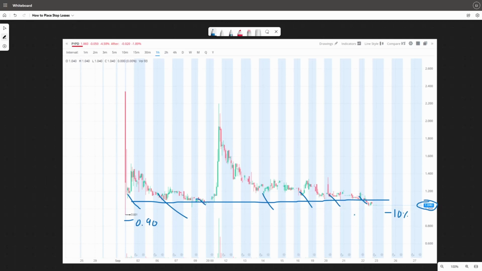So again, that's a good tight stop loss. You're not holding this until it drops to 60 cents. That's going to be negative 40%. That's way too much risk, and you can't afford the stock to drop that much.